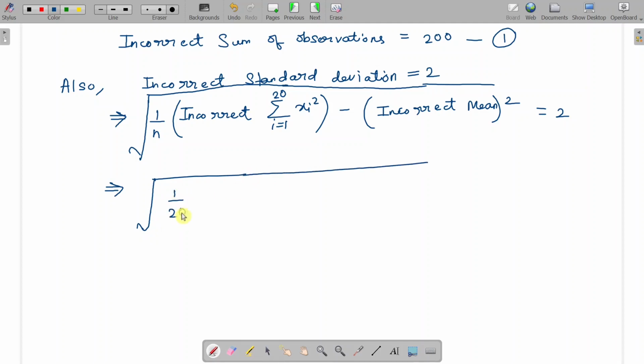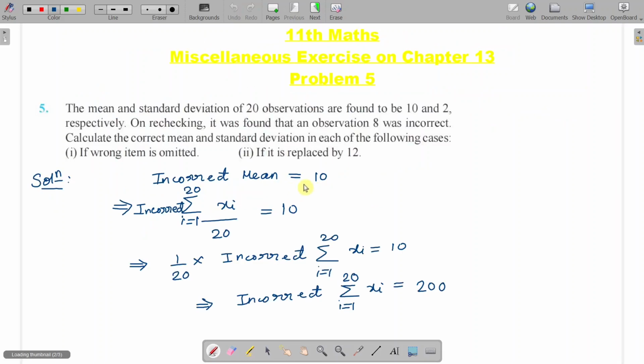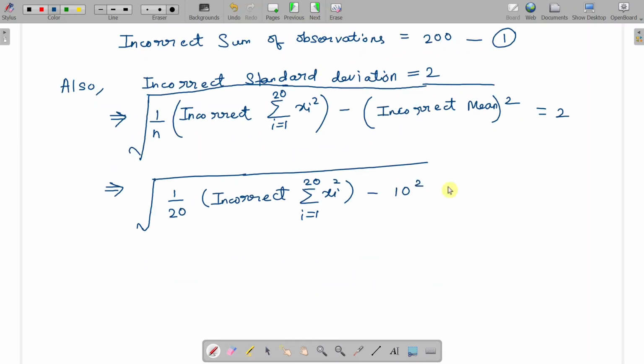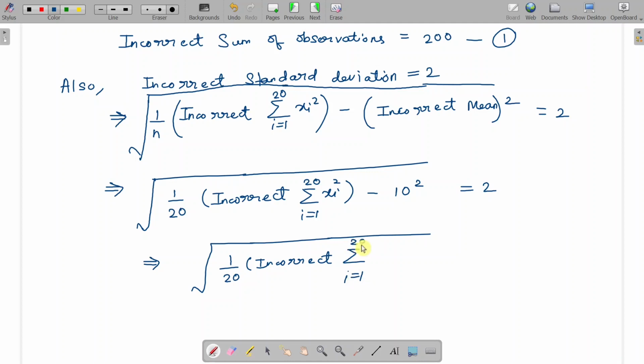So, this implies root of, n is 20, right. So, 1 by 20 incorrect summation i going from 1 to 20 xi square minus incorrect mean, which is given as 10. So, we will get 10 square here, equal to 2. So this implies root of 1 by 20 into incorrect summation i going from 1 to 20 xi square minus 100 equal to 2. Now we will square both sides.